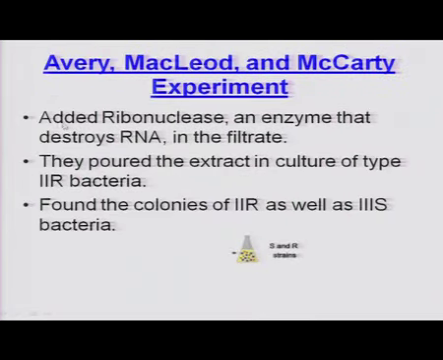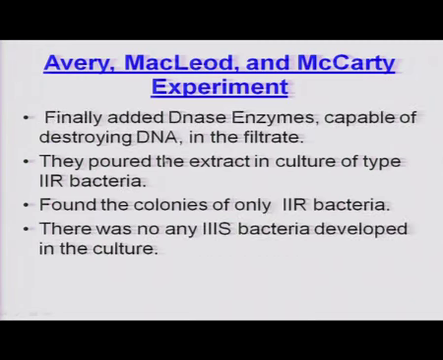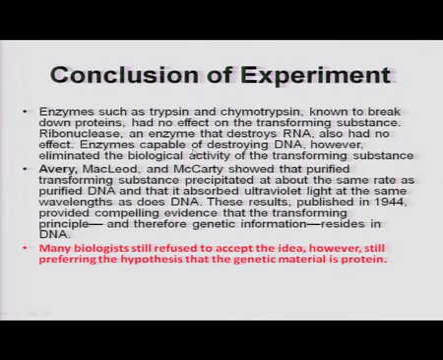In the next step, they added ribonuclease, an enzyme that destroys RNA, in the filtrate. They poured the extract in culture of type 2R bacteria and found the colonies of type 2R as well as type third S bacteria. It means RNA should not be the genetic material. And in the last step of their experiment, they added DNase enzyme which is capable of destroying DNA in the filtrate. They poured the extract in culture of type 2R bacteria and they found only colonies of type 2R bacteria. There was no third S bacteria developed in the culture. That means DNA should be the genetic material which is being transferred from heat killed bacteria to 2R. In the absence of DNA, there was no transformation in 2R bacteria, so there were no colonies of third S bacteria in the culture plate.